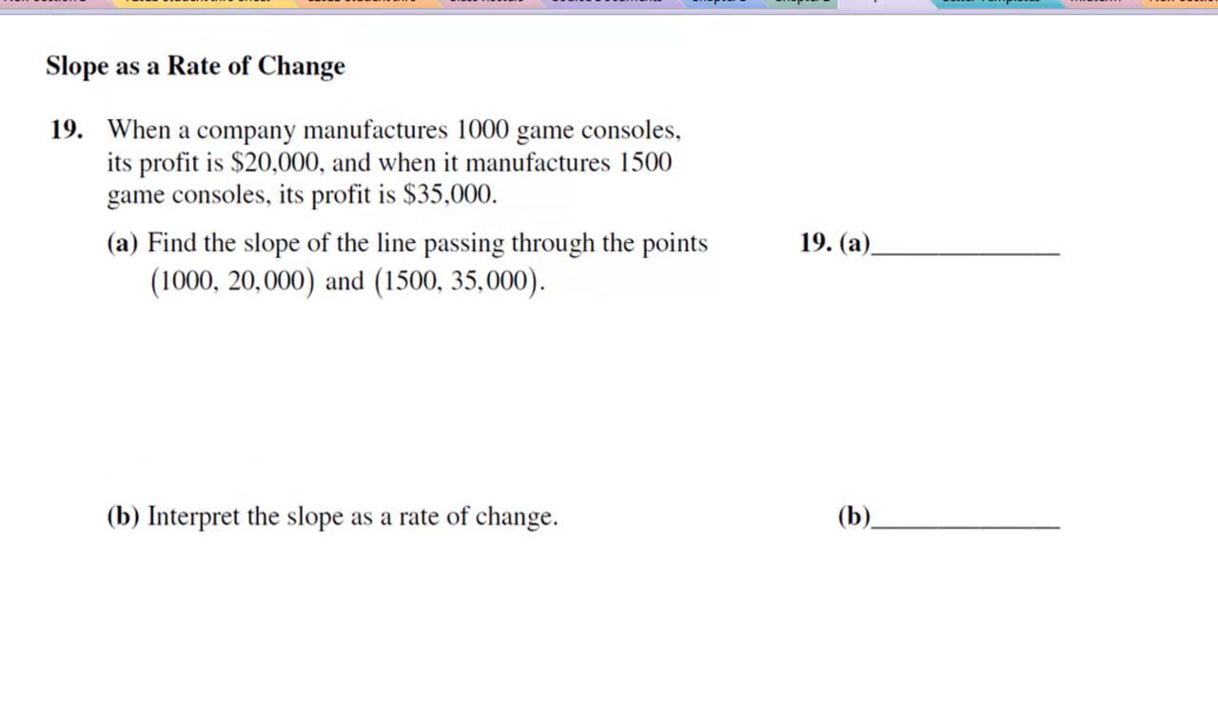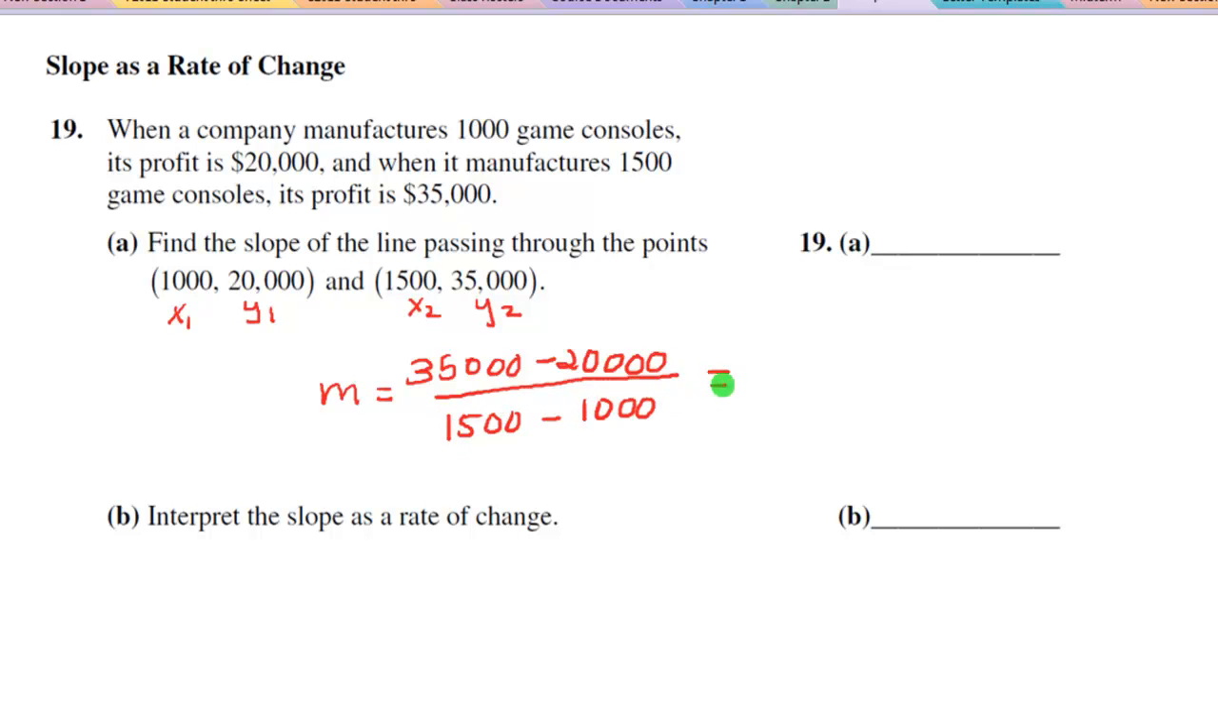Okay, now we're going to look at slope as a rate of change. It says here, when a company manufactures 1,000 game consoles, its profit is $20,000. And when it manufactures 1,500 game consoles, its profit is $35,000. Find the slope of the line passing through the points. You can see that we're using the x-coordinates to be the consoles, and the y-coordinates are the profit. So we're going to substitute right into our slope formula and do our subtraction. In the numerator we get 15,000. In the denominator we get 500.